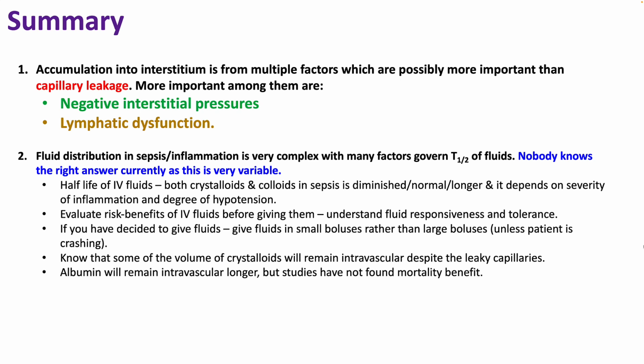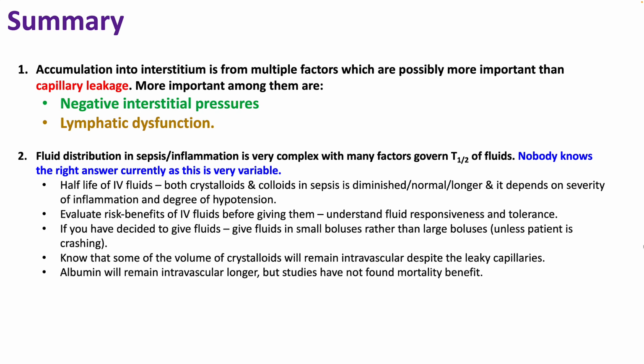Fluid distribution in sepsis and inflammation is very complex with many factors governing the half-life of fluid. Nobody knows the right answer currently as this is very variable. However, we do have some idea. Half-life of IV fluid, both crystalloid and colloid, in sepsis is dependent on the severity of inflammation and the degree of hypotension. Clinically, you can overcome this problem by evaluating risk and benefit of IV fluid before giving it to them. Just understand the fluid responsiveness and fluid tolerance of your patient. If you have decided to give fluid, that means your patient is fluid responsive and tolerant. Give fluids in small boluses rather than large boluses, unless the patient is crashing.